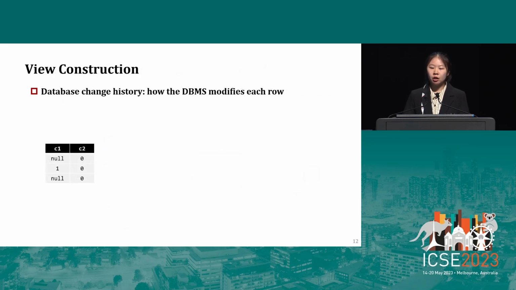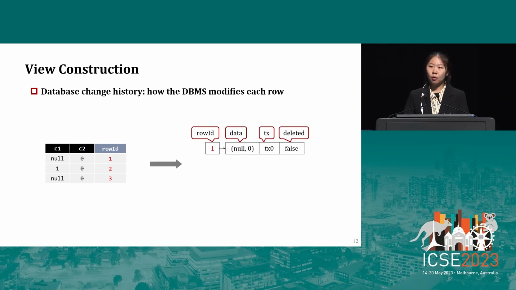Statement database view determines what data the statement can see when it is executed. We construct statement database view based on the database change history. We first add a column, row ID, on the table. For a row in the table, we construct a list indexed by its row ID and add a node to record the row data in the current version, set the TS field as the transaction creating the version, and the deleted field as whether the row has been deleted. Similarly, other rows are recorded in the database change history.